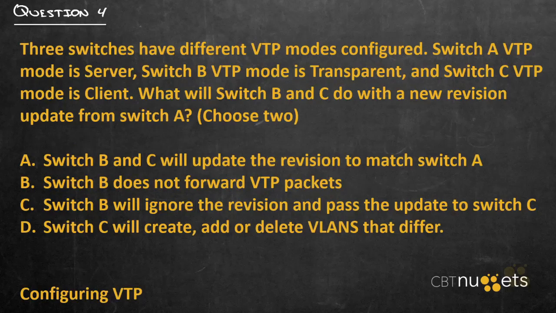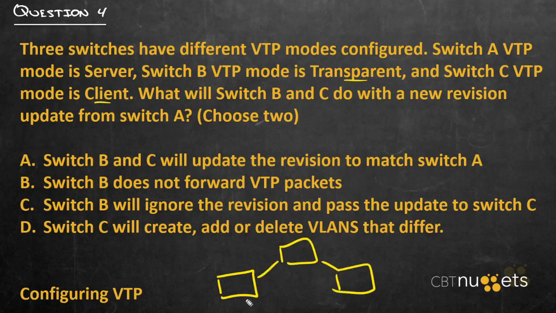Question number 4. 3 switches have different VTP modes configured. Switch A is a server, B is transparent, and C is a client. What will switch B and C do with the new revision update from switch A? Okay. We aren't really shown how they're connected, so honestly, with VTP, it doesn't matter how they're connected. They're all going to replicate as long as they're in the same VTP domain, as we just mentioned. So let's just say this is A, B, and C. We got a server, transparent, and client, right? So let's see. Switch B and C will update the revision to match switch A.